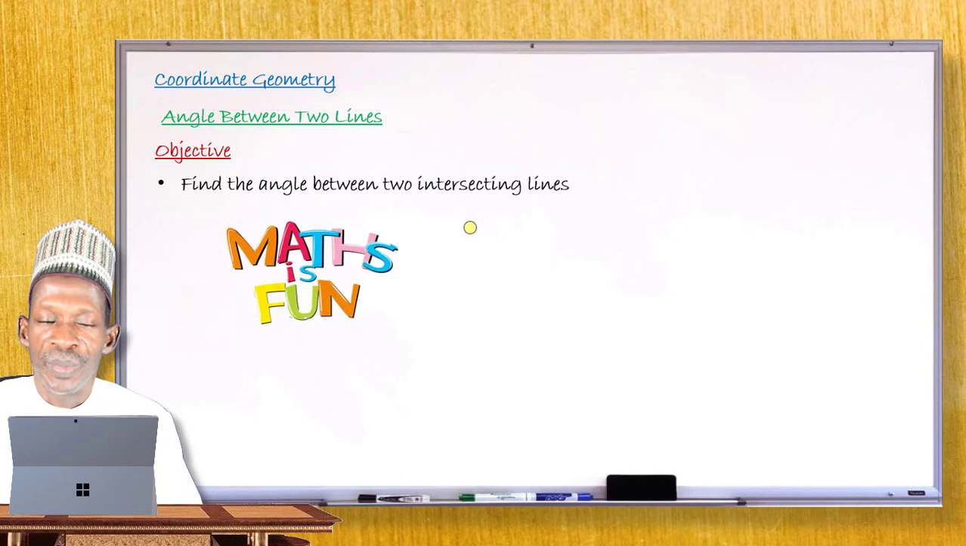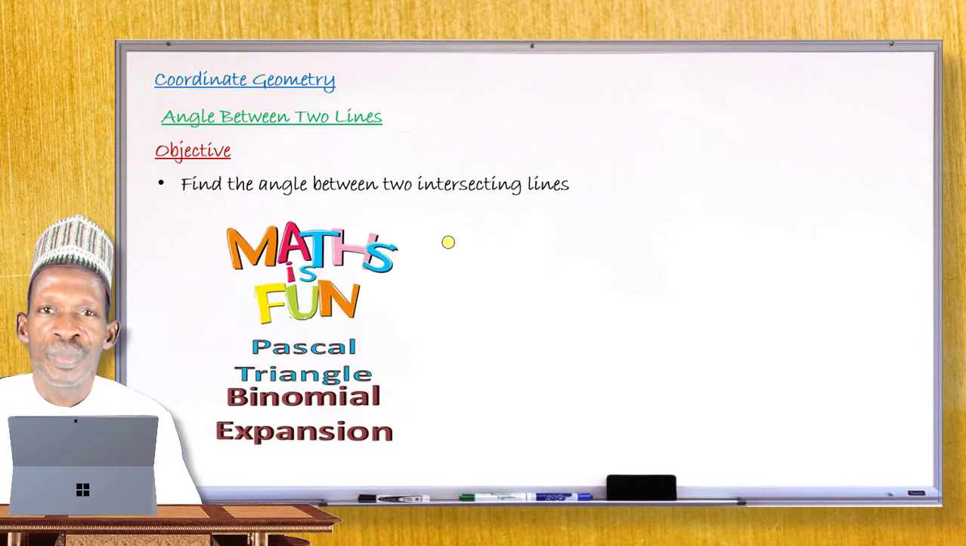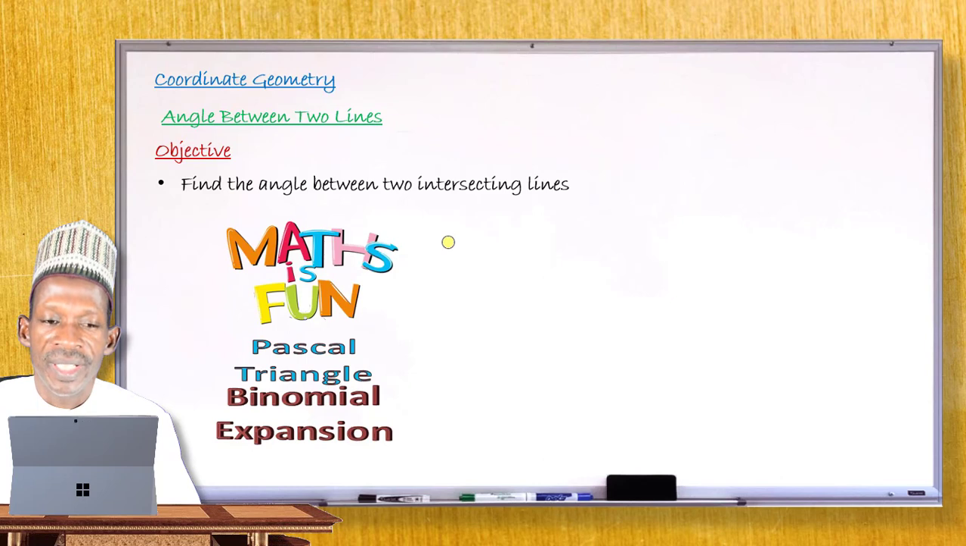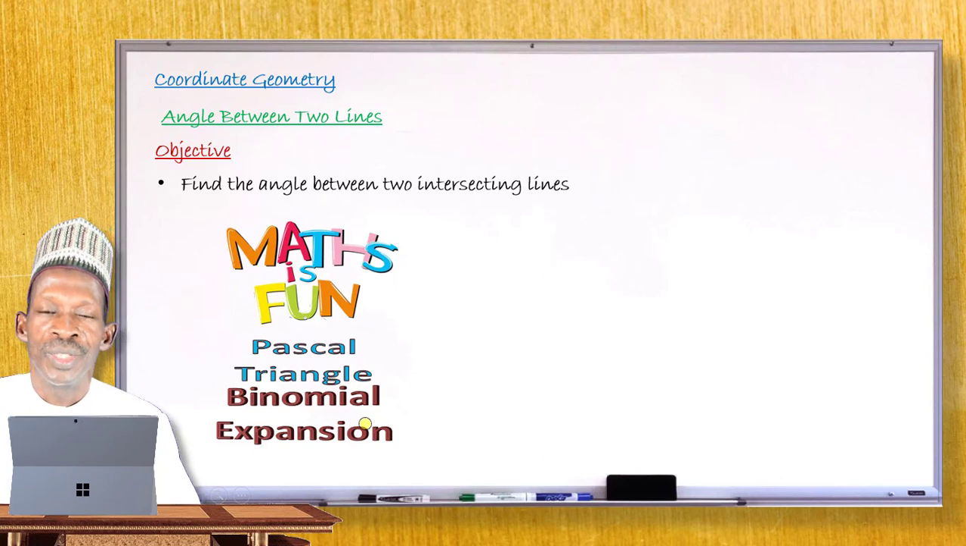As usual, in your favorite segment of the lesson, that is Maths Is Fun, today I'll give you the last property of the binomial expansion of the Pascal triangle. That is how to use the Pascal triangle in the binomial expansion, which is very vital while doing binomial expansion. I will show you what we need to do in order to use the Pascal triangle in this binomial expansion, and that will be done after completing my lesson today, so don't go away.